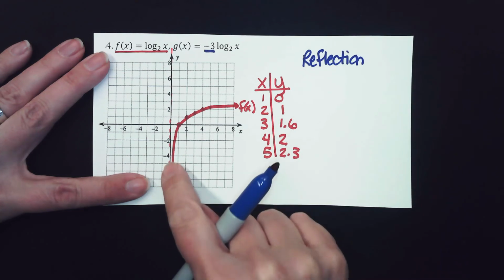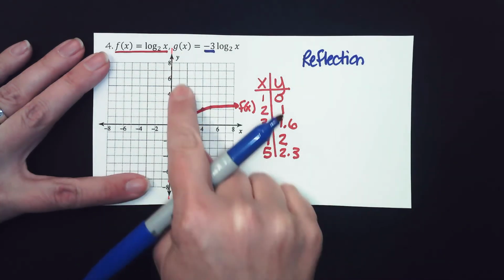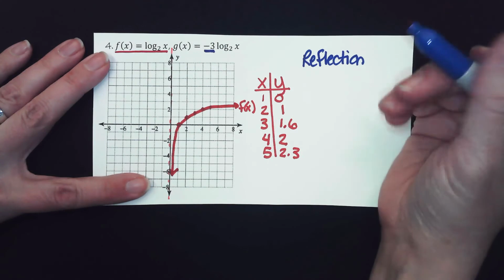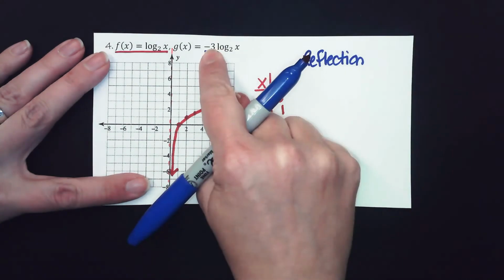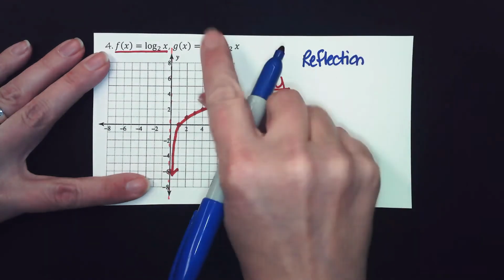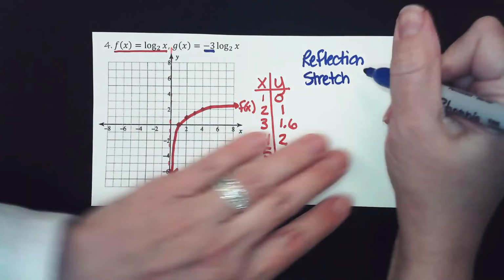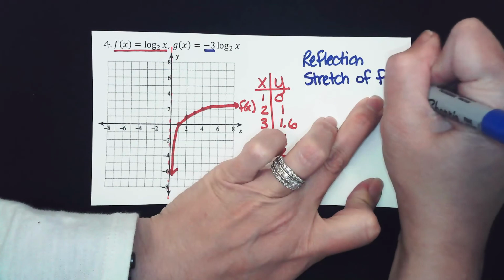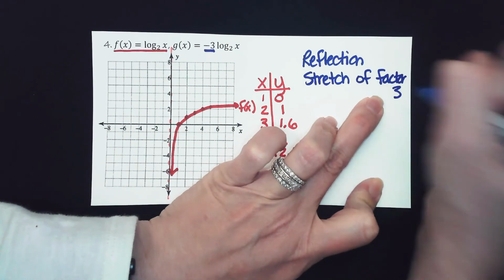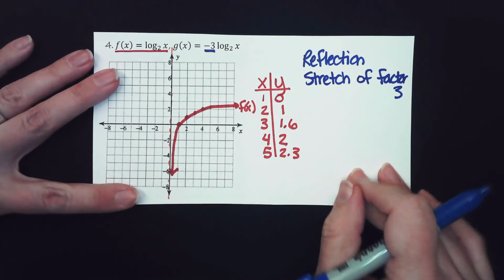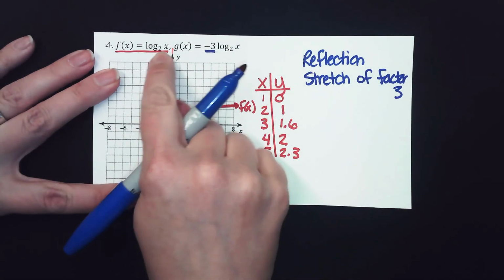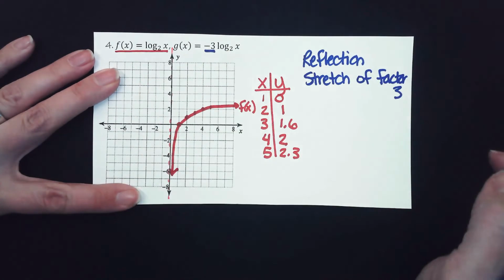So I know instead of curving up like this, it's actually going to start from the top and curve like that. Okay, and that 3 is a stretch or shrink. Since it's greater than 1, we will have a stretch of factor 3. And then log base 2 of x is still what we have, so nothing else changed.